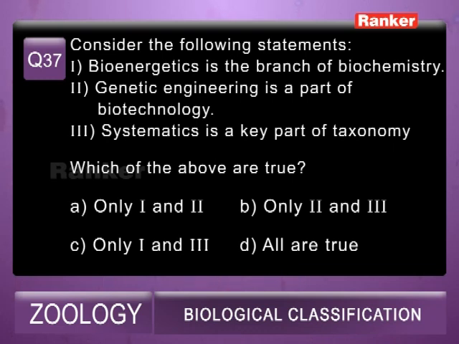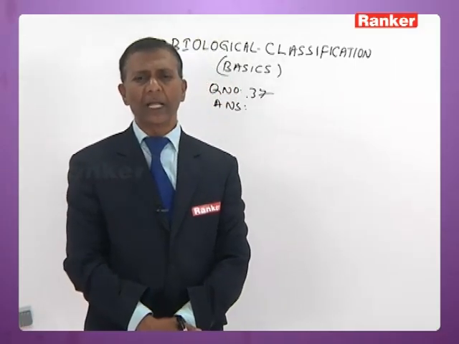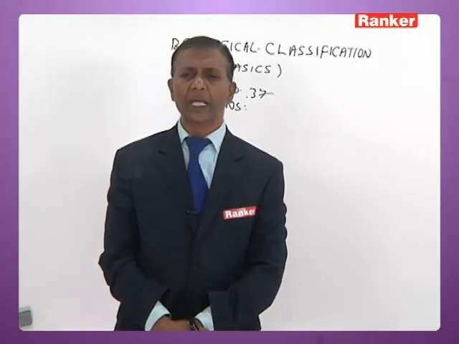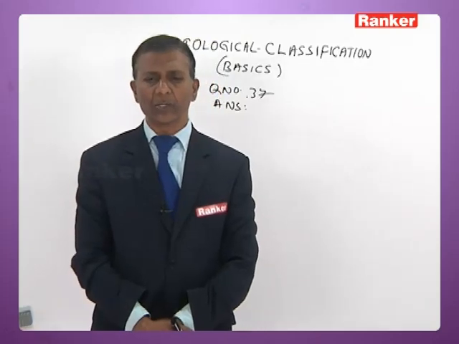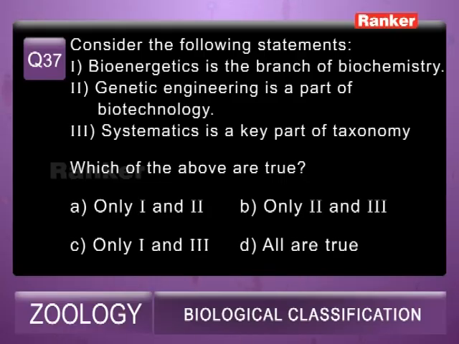D, all are true. So bioenergetics is a branch of biochemistry, that is correct. Genetic engineering is a part of biotechnology, is also correct. Systematics is a key part of taxonomy, it is also correct. So all options are correct here now. So 37th question, the correct option is D, all are true. So D option is correct for 37th question, all are true.